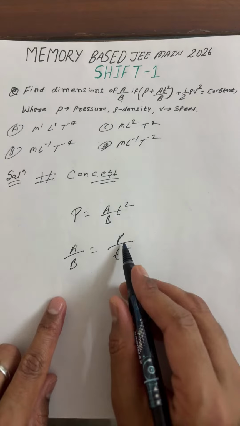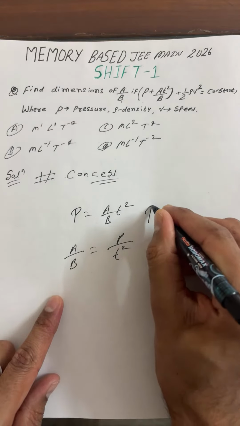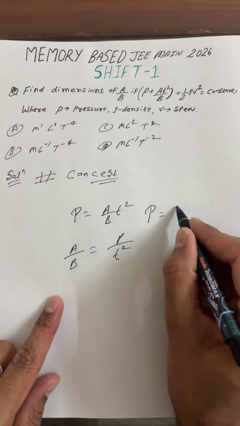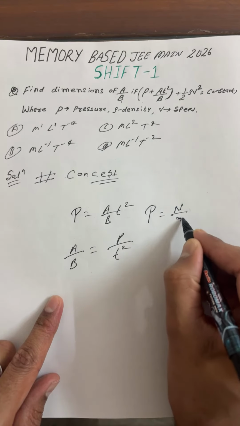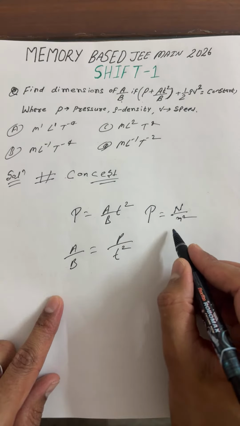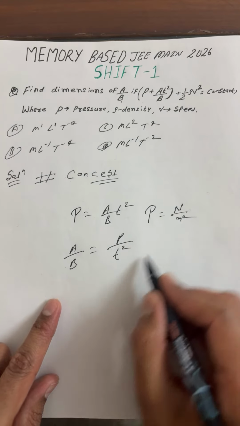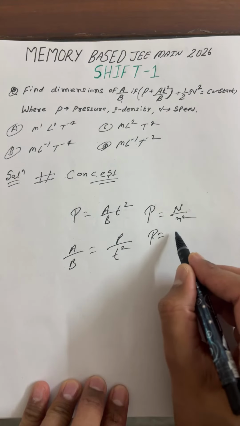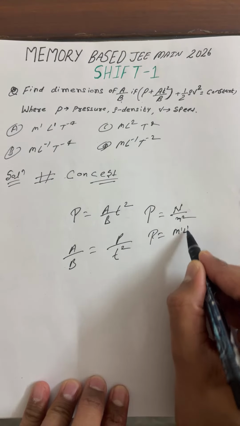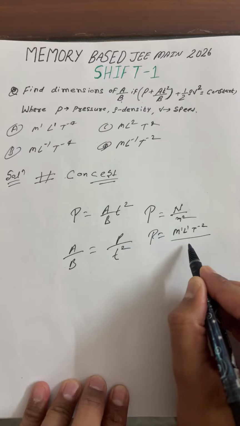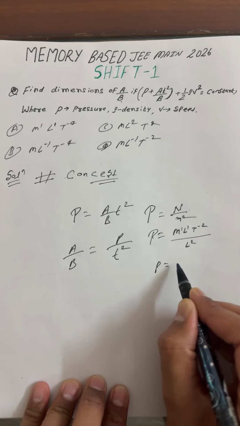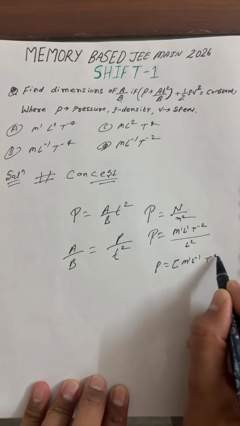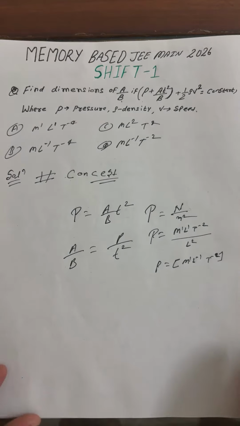Right, students? P is pressure. So what is the dimension formula for pressure? I hope everyone remembers: Newton per meter square. Hi students, you're welcome to the solution of JEE Main Shift 1. So for pressure you can write M1 L1 T minus 2 over L2, and you get the dimensional formula of pressure as M1 L minus 1 T minus 2.